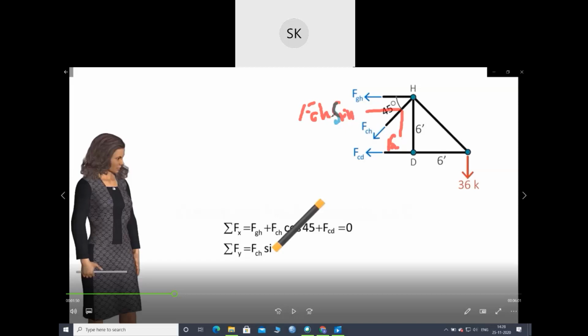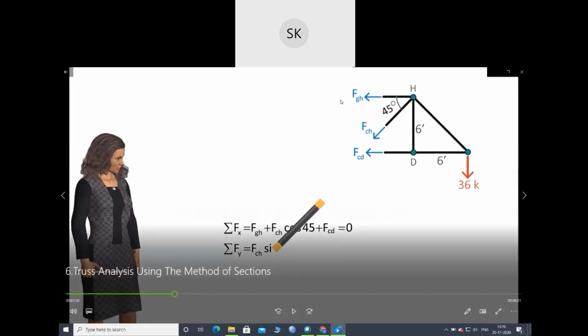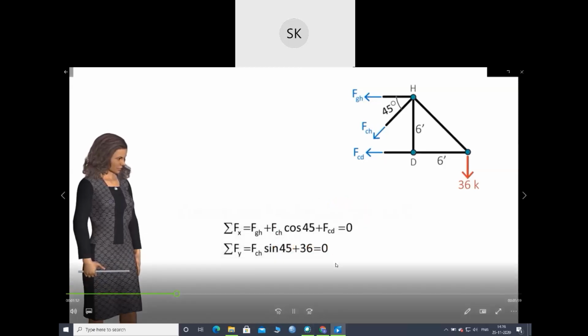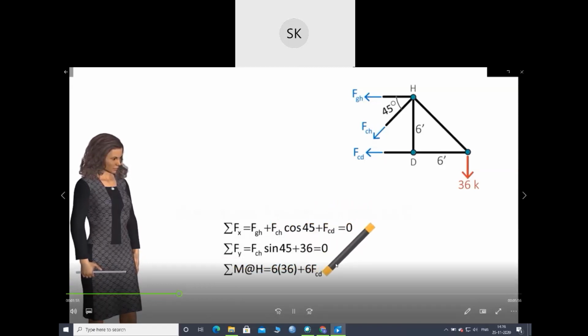Let me erase it. This will be your FCH, as this is the angle. This will be FCH cos 45 degrees and this vertical will be your FCH sin 45 degrees. So resolve the forces in the vertical direction and horizontal direction. You'll get this one. Must be 0. The sum of the moments, say about point H, must be 0.